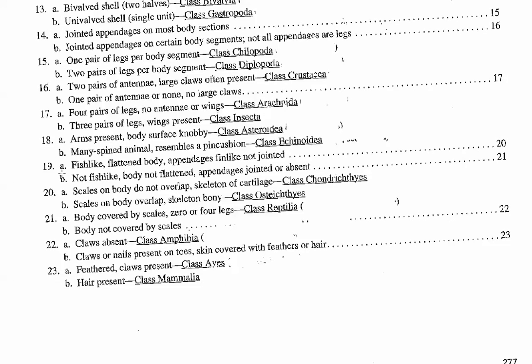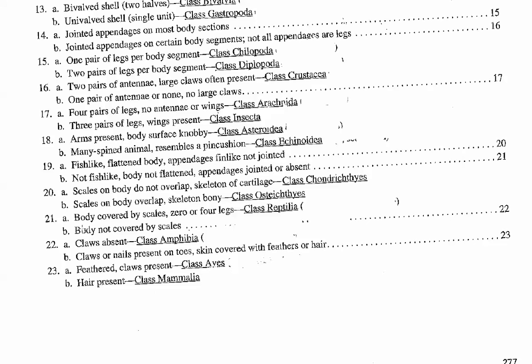So we would proceed like this all the way until we got to an underlined taxonomic group. So the next option here, let's pretend like we're still looking at a lizard, is does the organism have a fish-like flattened body, appendages fin-like, not jointed, or does it have a not fish-like body, not flattened, appendages jointed or absent? So a lizard does not have a fish-like body. It has jointed appendages, so that would take us to 21.